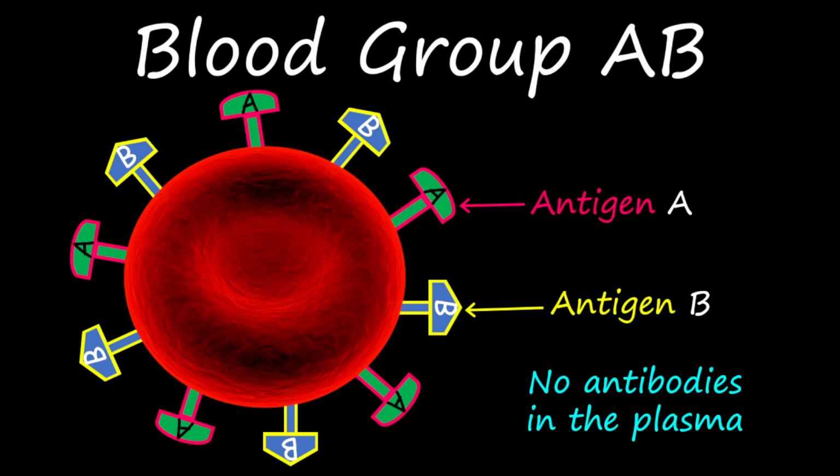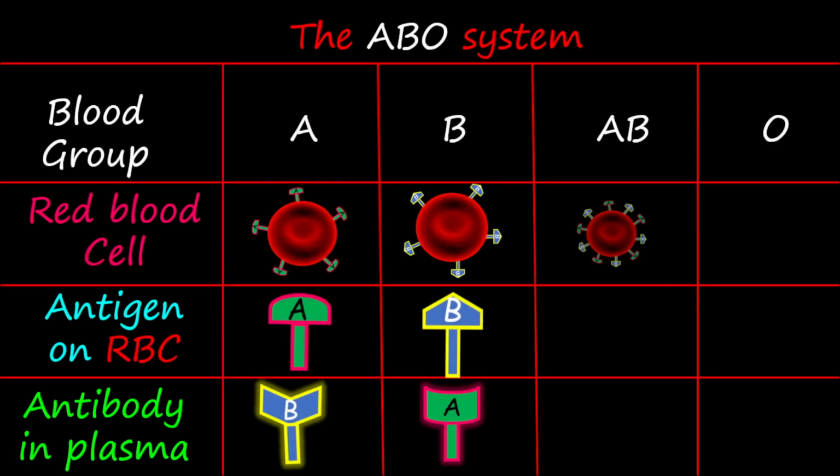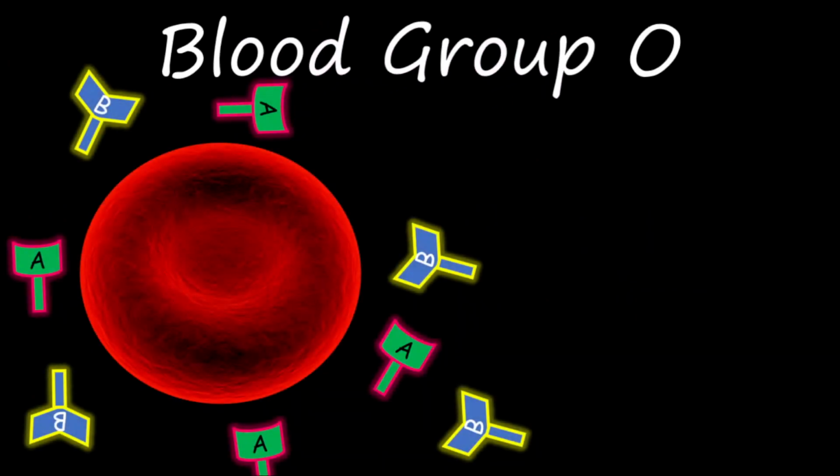Let us put this in our chart as well. So our red blood cells with both antigen A and B, and in the plasma, there is no antibodies at all. Now our final group is group O.